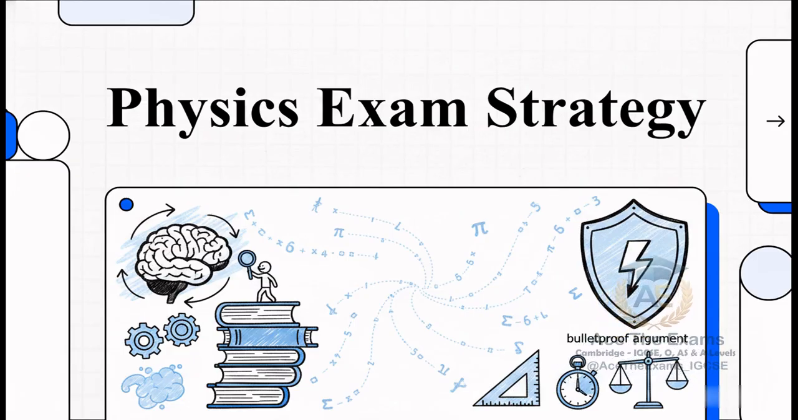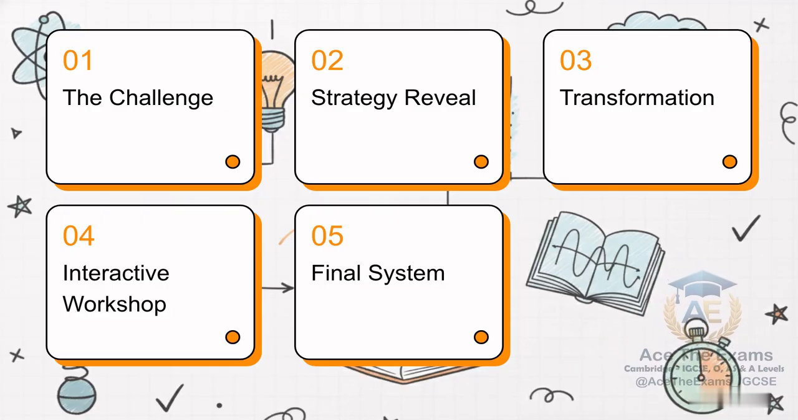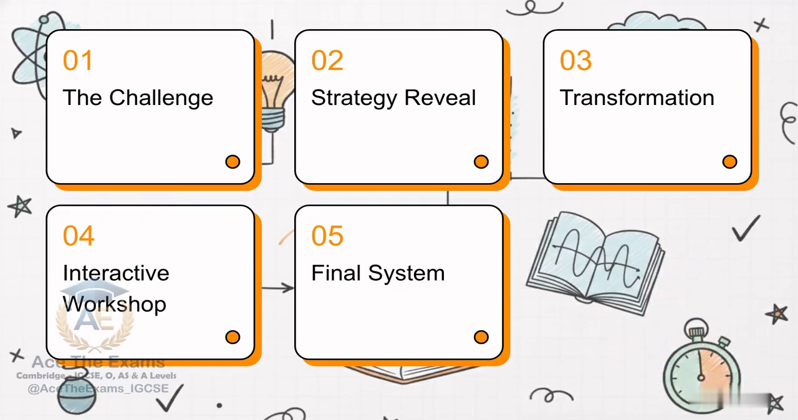Let's dive in. Okay, so here's our agenda for today. We've got 5 main parts. Number 1, the challenge. Number 2, the strategy reveal. Number 3, the transformation. Number 4, an interactive workshop. And finally, number 5, your final system. Let's jump right into part 1.